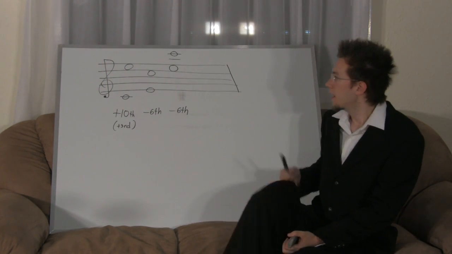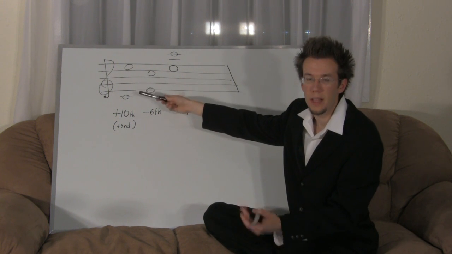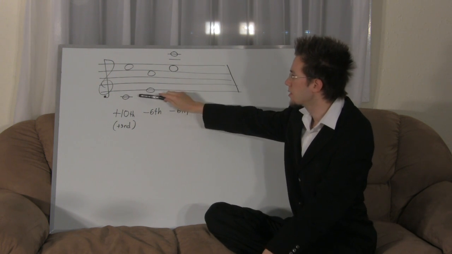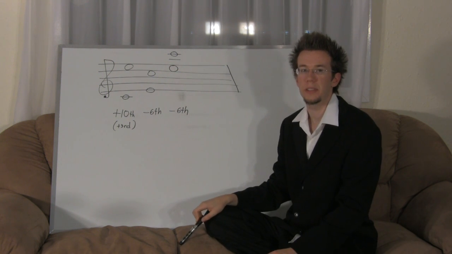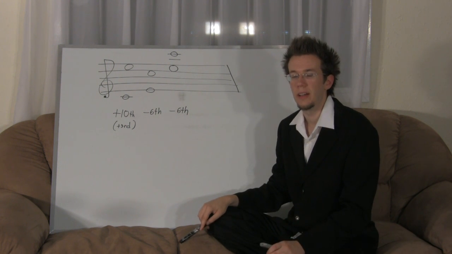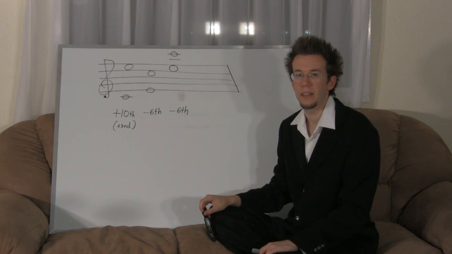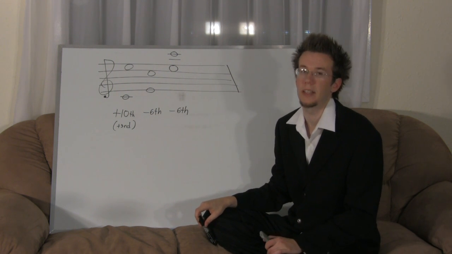Okay, now I've drawn out an example of a tenth this time. Say someone gives you this interval and says, I want you to invert this compound interval. What are you going to do? First thing you want to do is figure out what type of interval it is. So the first thing you want to do is convert it down to a basic interval.